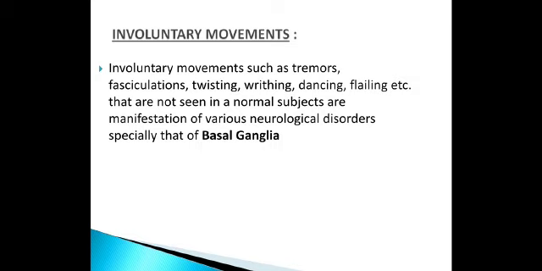So what are the involuntary movements? These are tremors, fasciculations, twisting, writhing, dancing and flailing that are not seen in normal subjects. These are manifestations of various neurological disorders, especially that of the basal ganglia. So we need to understand that the involuntary movements should be explained in detail. They are not normally seen. They are normally seen in disease of the nervous system, which causes involuntary, unintended movements.